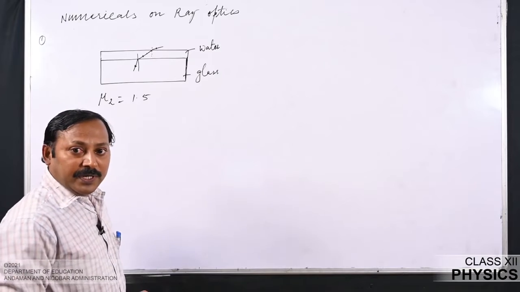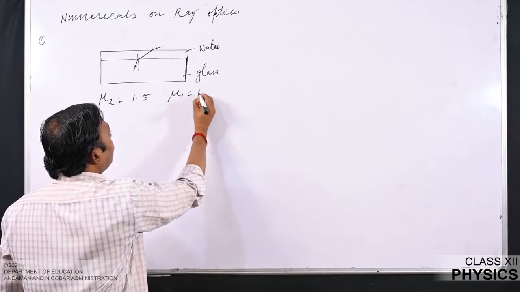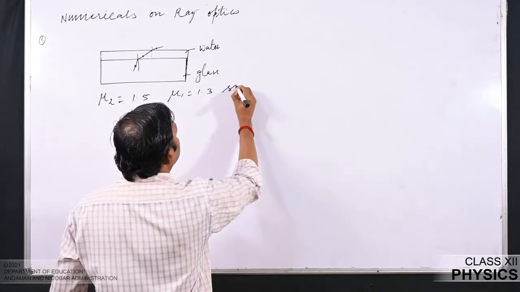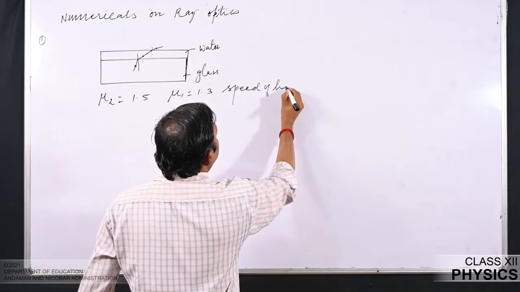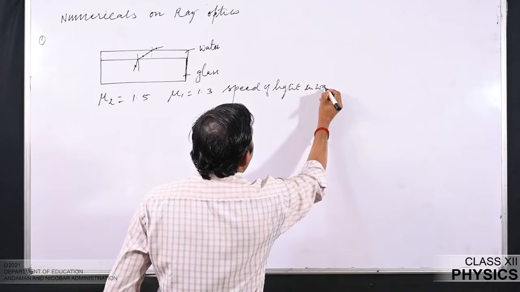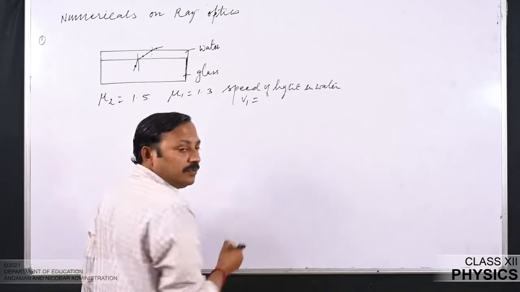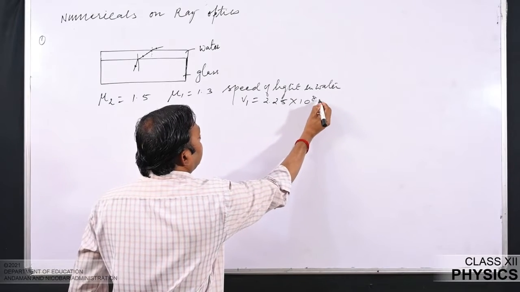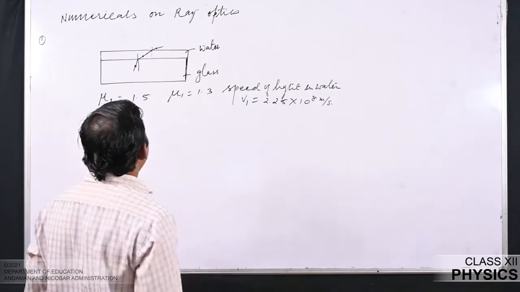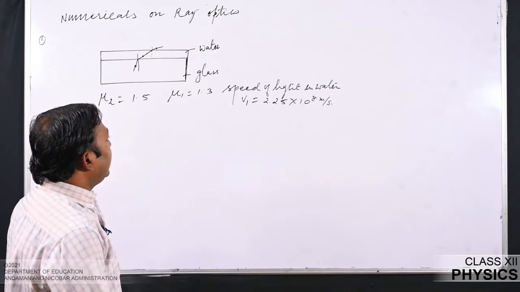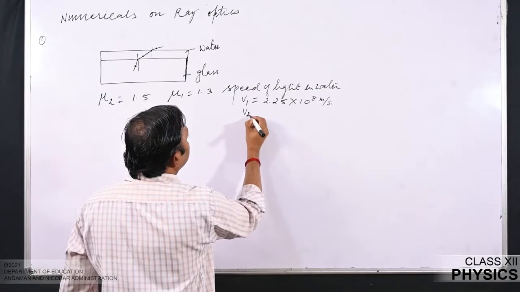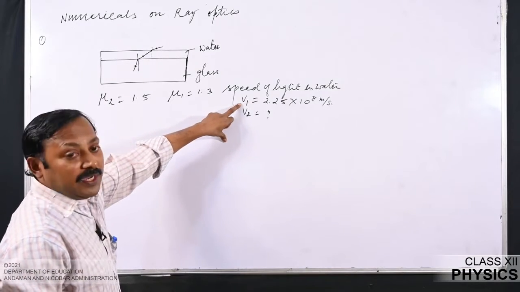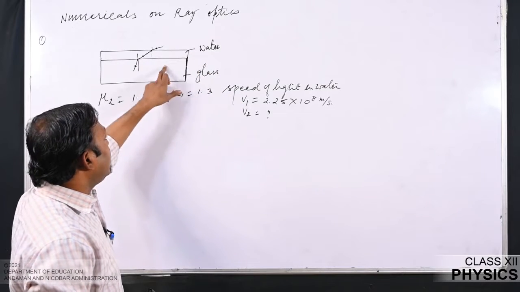1.5 and the refractive index of water is given, mu 1 is equal to 1.3, and also the speed of light in water is given, V1 is equal to 2.25 into 10 to the power 8 meter per second. Now we have to find out the velocity of light in the medium of glass, that is V2 is equal to question mark. So here we assumed V1 as the velocity of light in water and V2 is the velocity of light in glass.